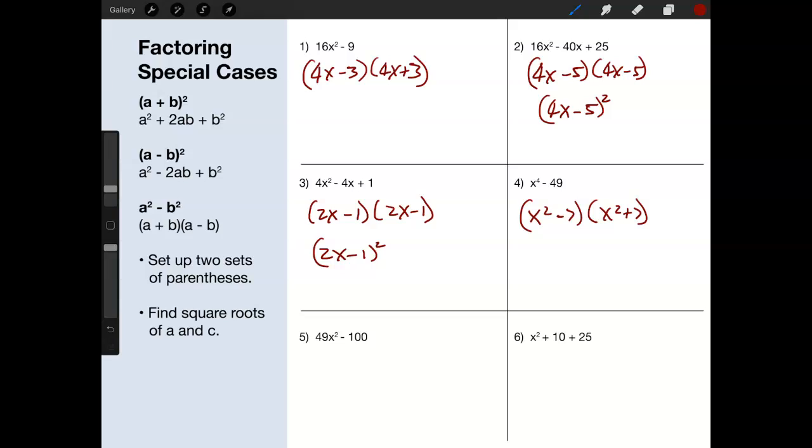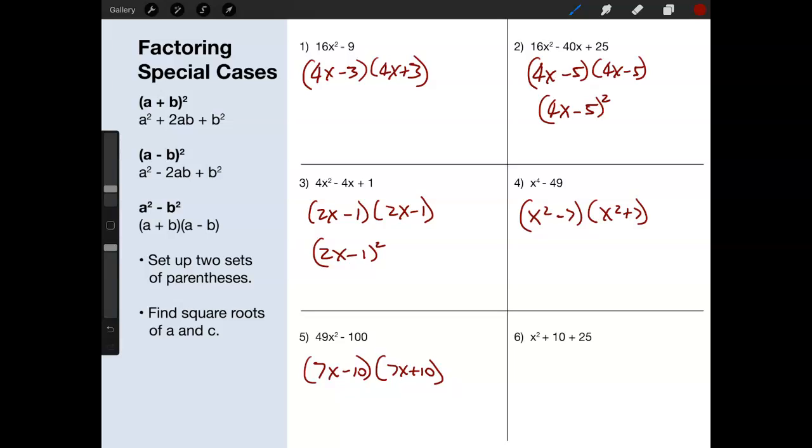Number 5, 49x squared minus 100. The square root of 49 is 7. The square root of x squared is x. So we get 7x minus 10 and 7x plus 10, because 10 is the square root of 100.